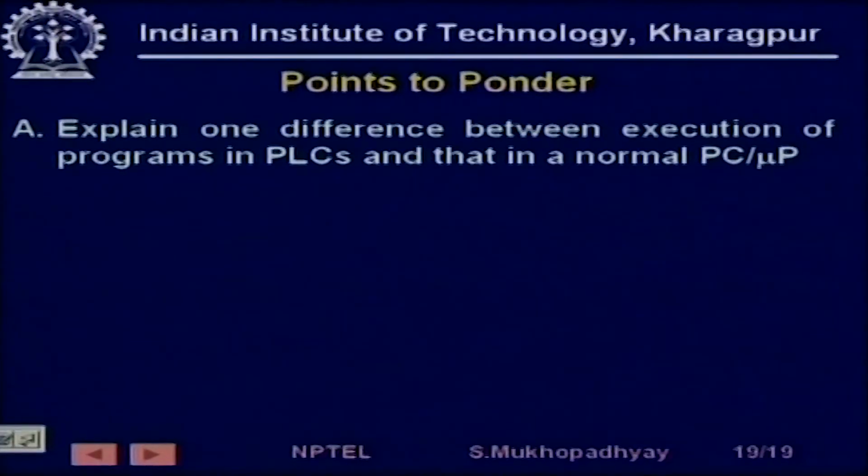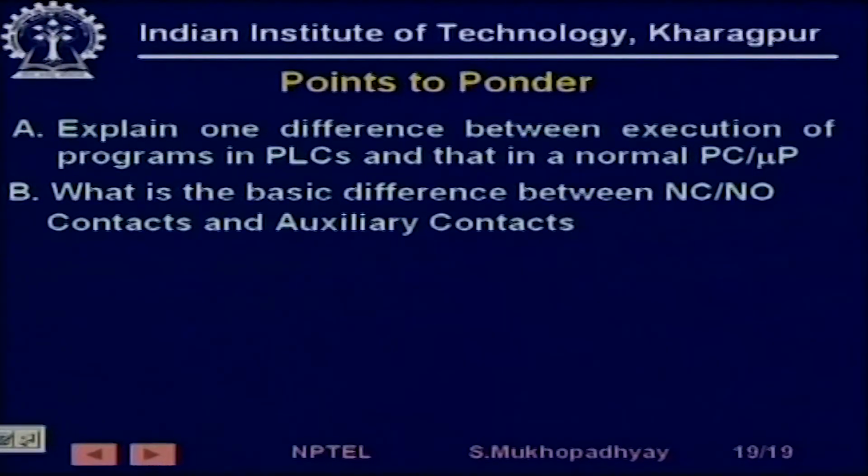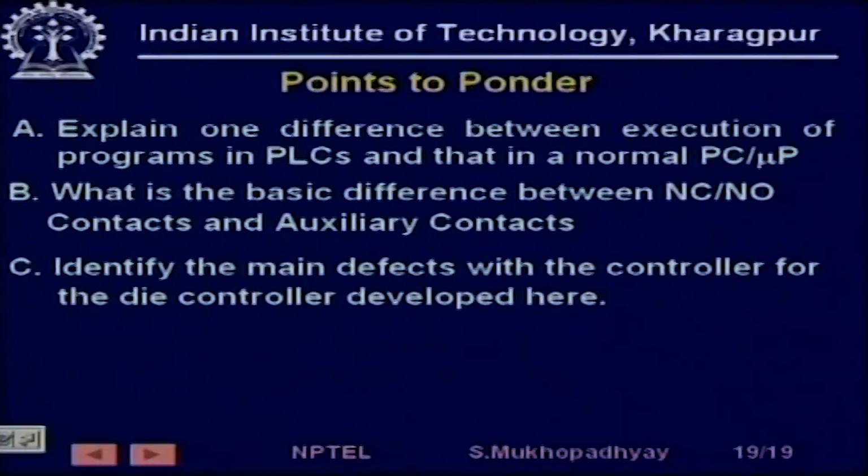There are some test questions or points to ponder. For example, what is the difference between the execution of programs in PLCs and that of programs you could write in a normal PC or a microprocessor? As we have seen, the difference is in the way input output is done. What is the basic difference between normally closed and normally open contacts, and input and auxiliary contacts? It will be interesting to see what could be possible defects. The die press controller that we have given is a very simple controller. What could be possible defects with it?